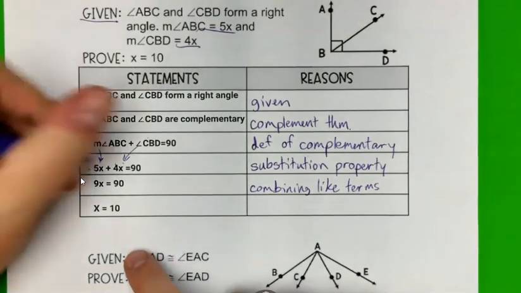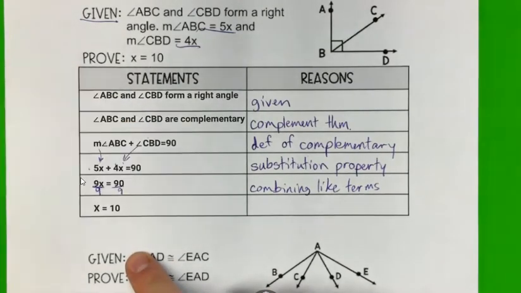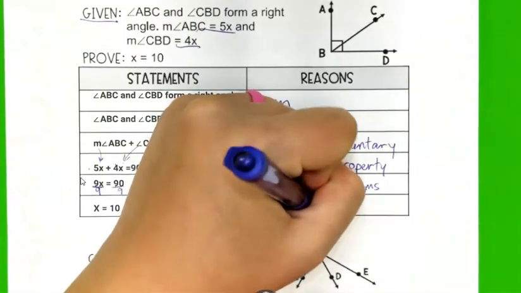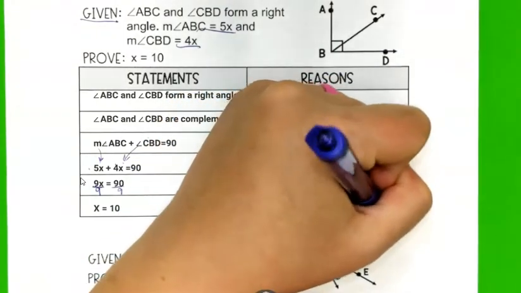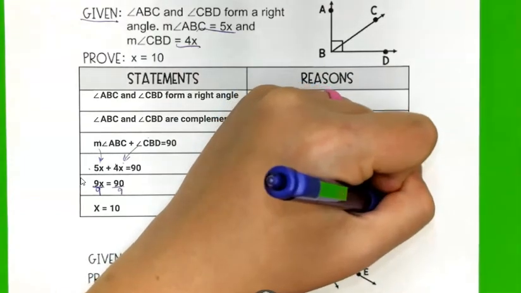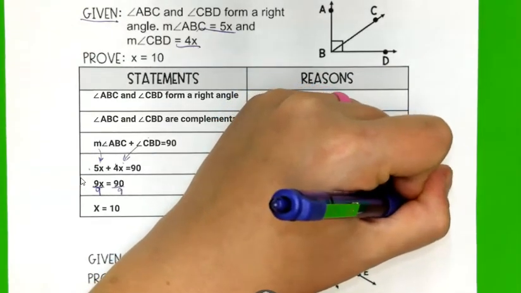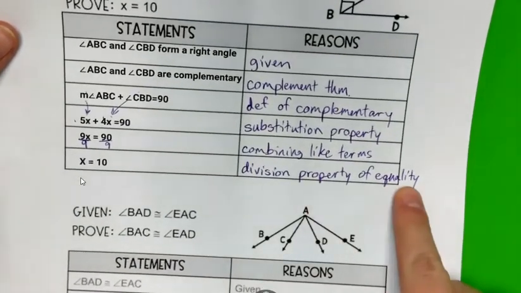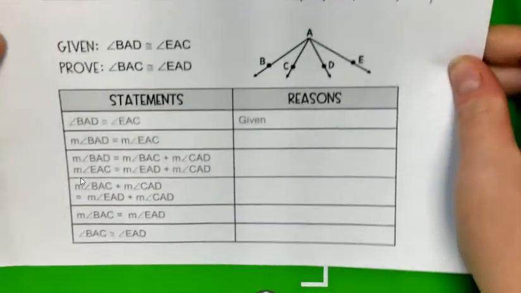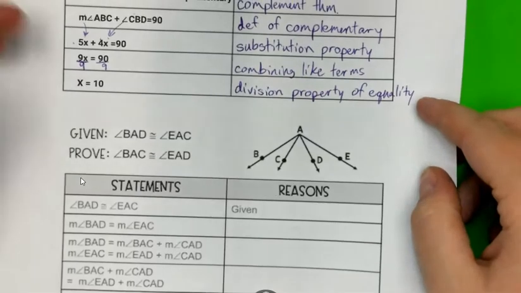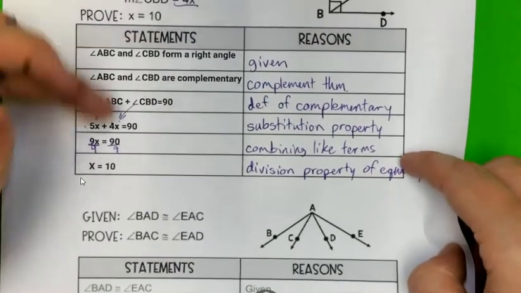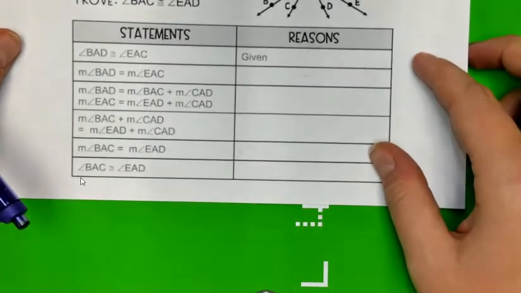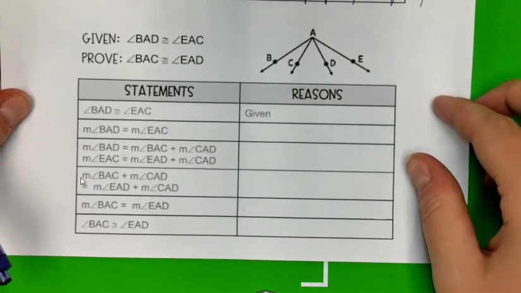And then from here to here, you're like, okay, what are we doing? We are dividing by 9 on both sides, so x is going to be 10. So it's just division property of equality, or division POE. That's what I usually write. Because it's the property of equality because you're doing it on both sides of the equation. Alright, and then we have solved it. We have gone from the given all the way to x equals 10, and we've given reasons for how we've gotten there. Up next is this problem.